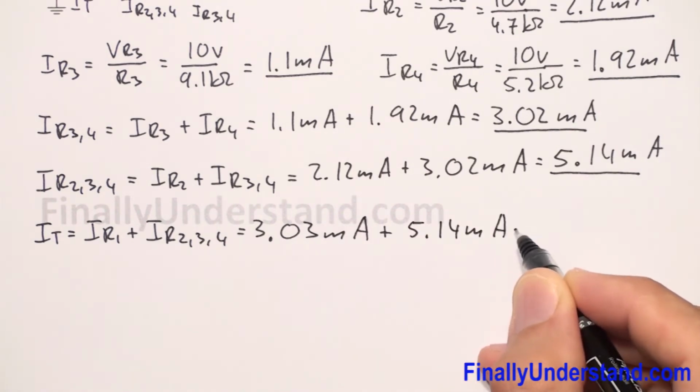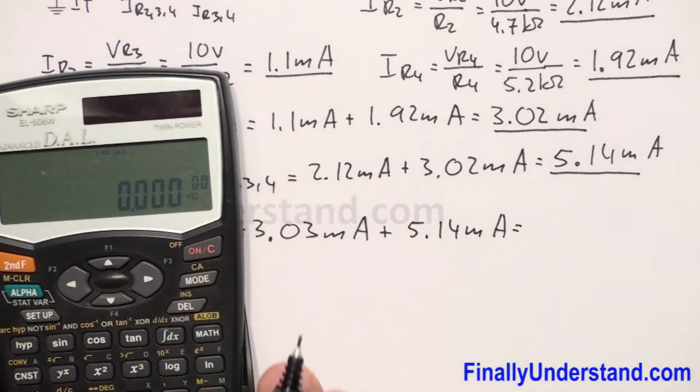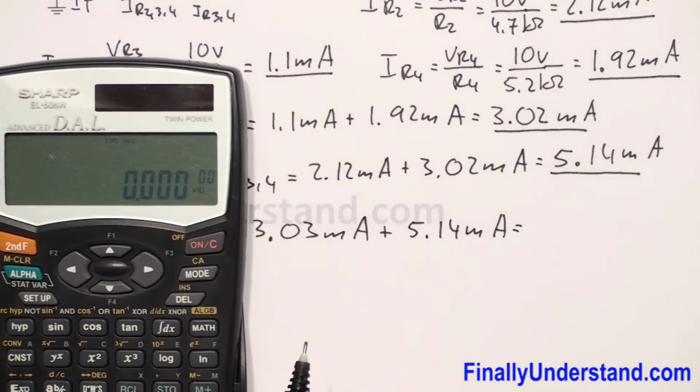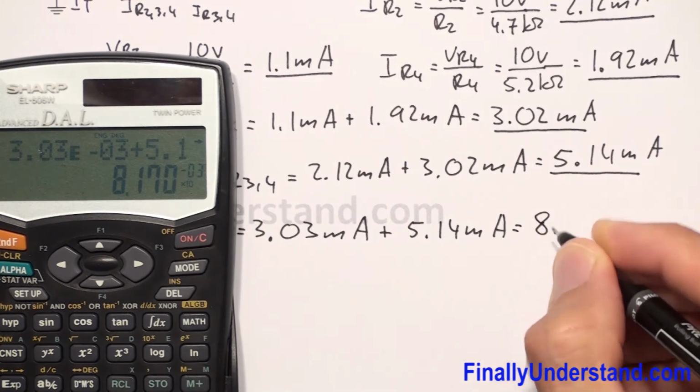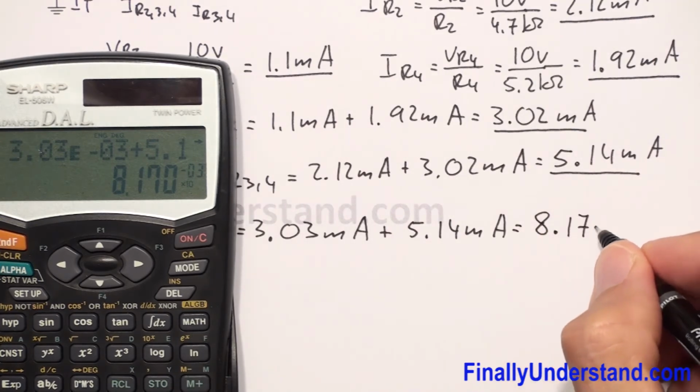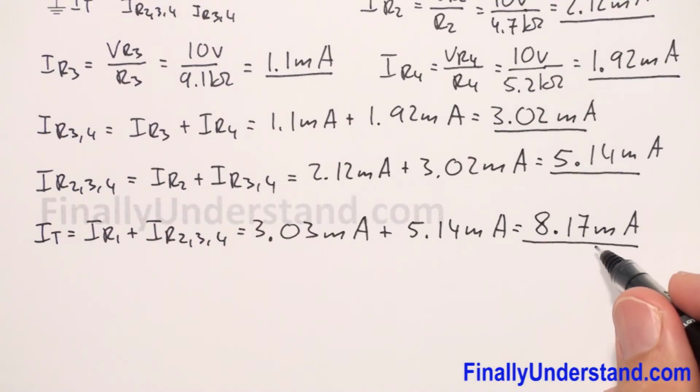5.14 milliamps. Again we are going to practice the calculator. We have very simple calculations, but calculator is extremely important. So I have 3.03 exponent 3 negative plus 5.14 exponent 3 negative. This is equal to 8.17 milliamps. This is the value of my total current.